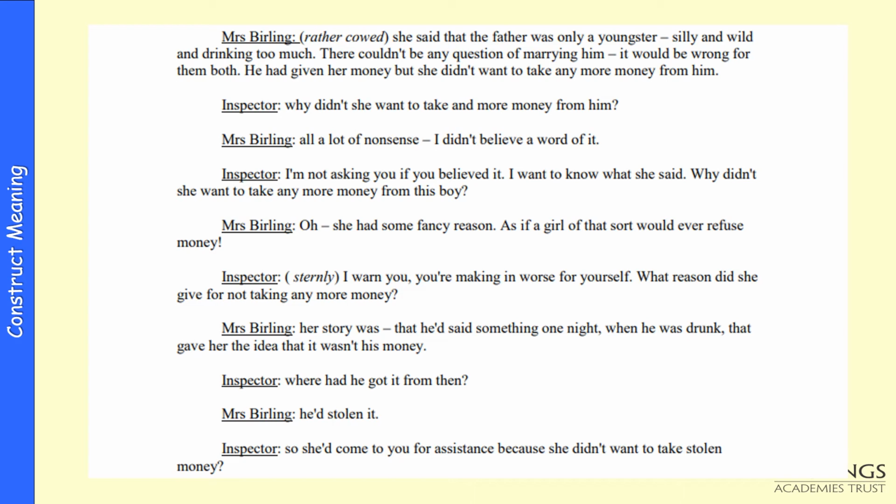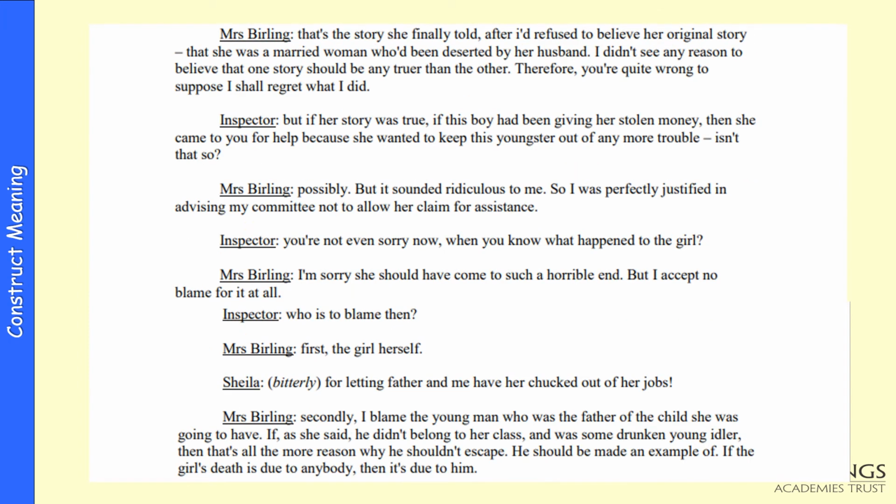I warn you, you're making it worse for yourself. What reason did she give for not taking any more money? Her story was that he'd said something one night when he was drunk that gave her the idea that it wasn't his money. Where had he got it from then? He'd stolen it. So she'd come to you for assistance because she didn't want to take stolen money. That's the story she finally told, after I'd refused to believe her original story, that she was a married woman who'd been deserted by her husband. I didn't see any reason to believe that one story should be any truer than the other. Therefore, you're quite wrong to suppose I shall regret what I did.